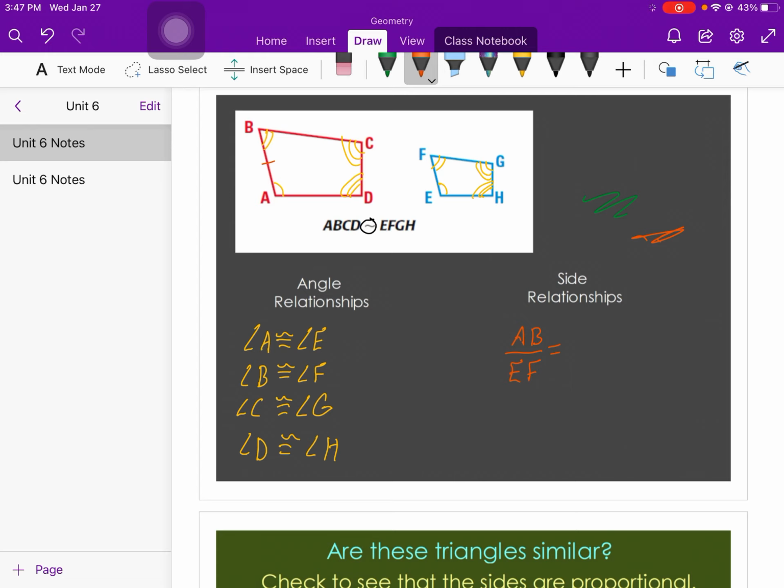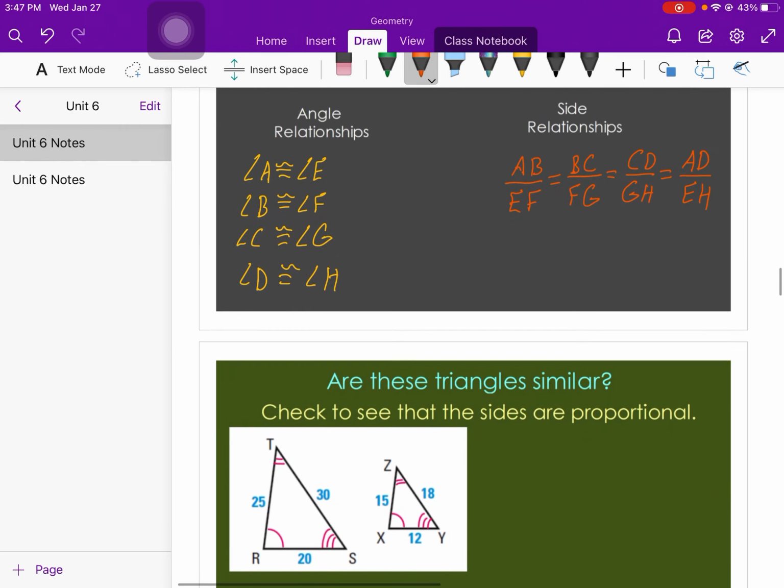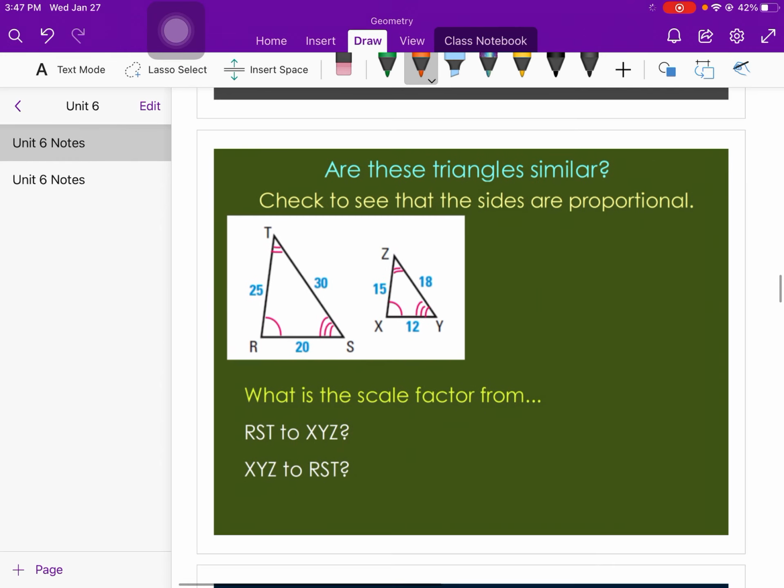So now we do BC is proportional to FG, the top sides. CD is proportional to GH. And then lastly, we have AD is proportional to EH, the bottom pieces. So those should all reduce down to the same fraction if these figures are truly similar. I'll give you a second if you need to pause and write those. Are these triangles similar? Check to see that the sides are proportional.